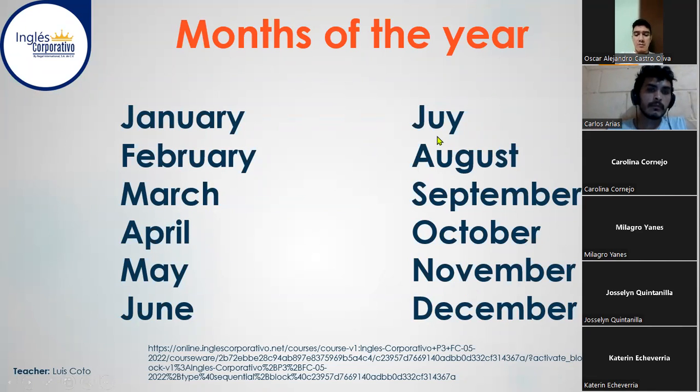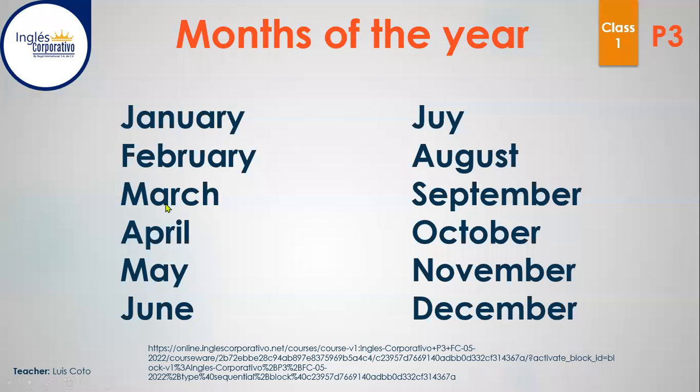March, like Homero's wife, April. Okay, next one. April. Let's repeat. April. Next one. May. No, it's not May, it's May. May. Correct. That is the correct one. Excellent. Next. June. Let's repeat. June. Okay, next.